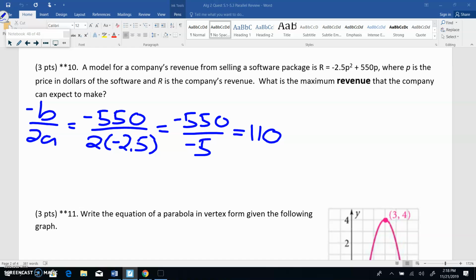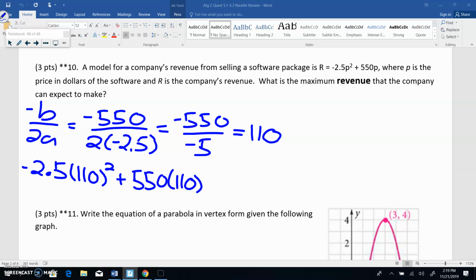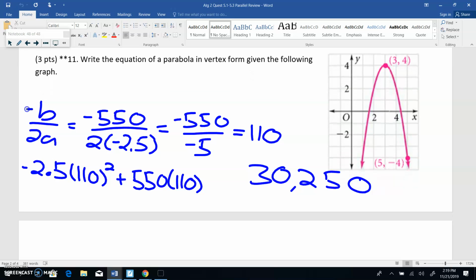However, it doesn't want me just to get the price, it wants me to get the revenue. So I'm gonna have to take that price and I'm gonna have to plug it in. When I plug it into my equation, so -2.5 times 110 squared, plus 550 times 110. Okay, I'm going to go ahead and go to my calculator, type that in, and I believe it gives me 30,250. And that is the total revenue, and I definitely need that for my answer. Okay, your next question here, all right, number 11.